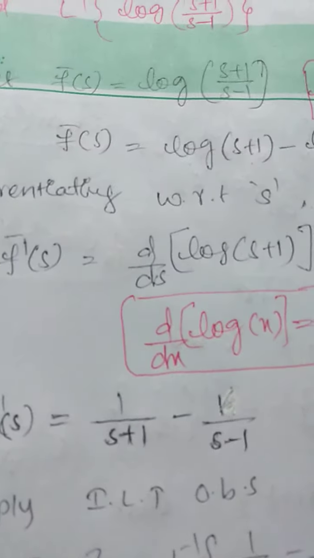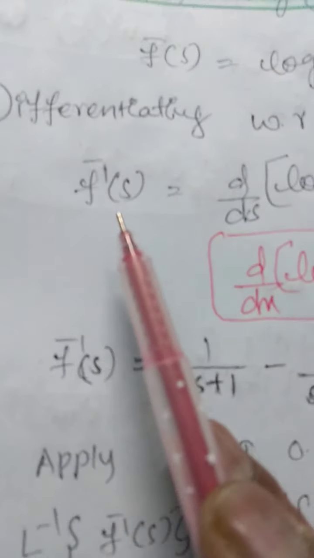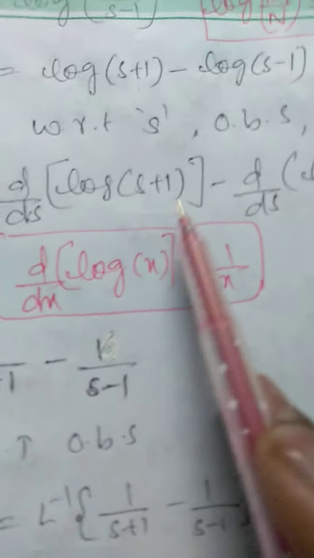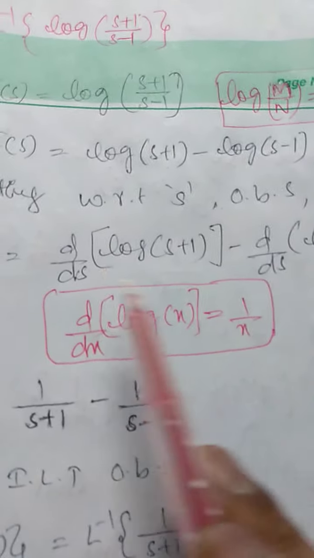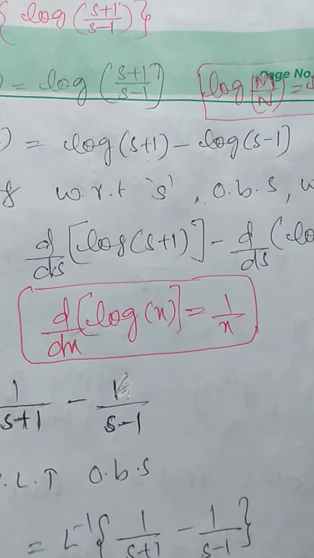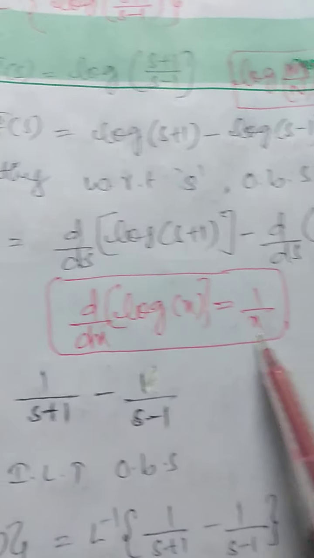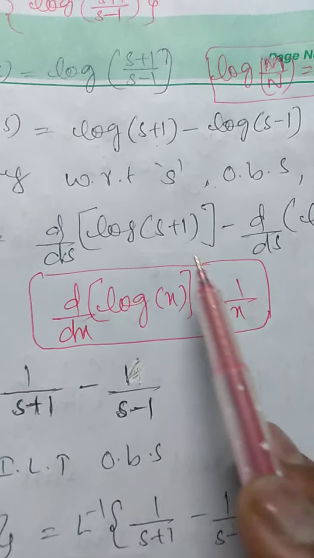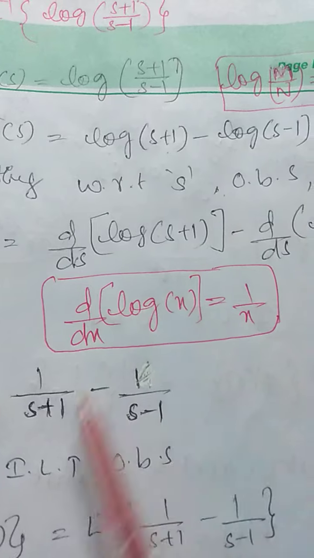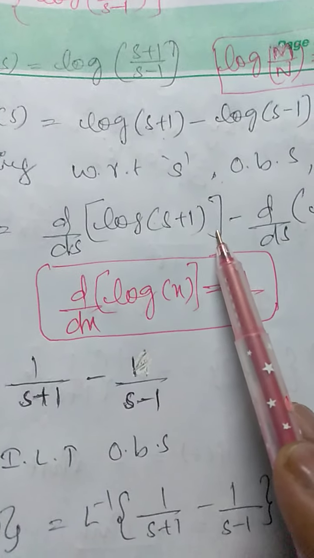Now differentiating with respect to s on both sides, we get the derivative of f bar of s is equal to the derivative of logarithm of (s plus 1) minus the derivative of logarithm of (s minus 1). The derivative of a sum is the sum of the derivatives. The derivative of logarithm of x is 1 by x. So treating s plus 1 as x, derivative of log x is 1 by x, that means 1 by (s plus 1), and the derivative of s plus 1 is 1.